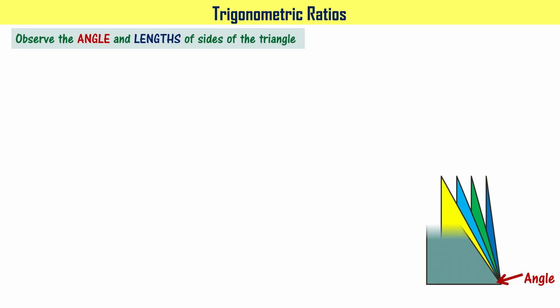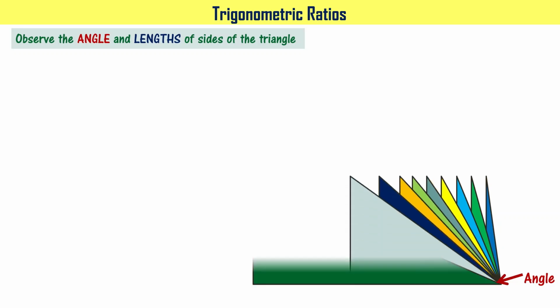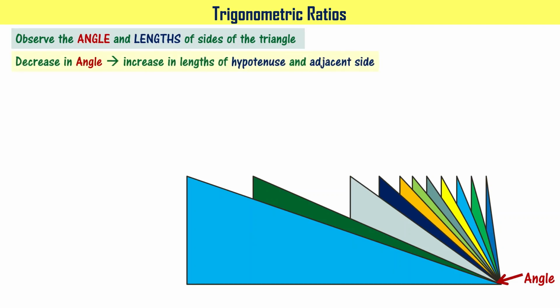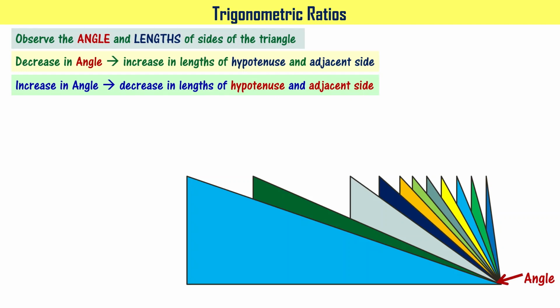Let's observe the angle and lengths of the sides of the triangle here also. You must have observed that as the angle decreases, lengths of hypotenuse and adjacent side are increasing in this case. We kept the opposite side constant across all the triangles, right? In other words, we can say that as the angle increases, lengths of hypotenuse and adjacent side are decreasing. We can say it that way also, right?